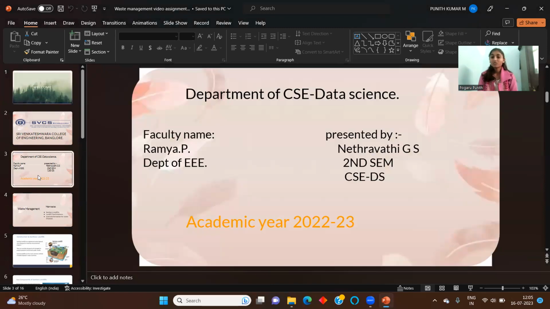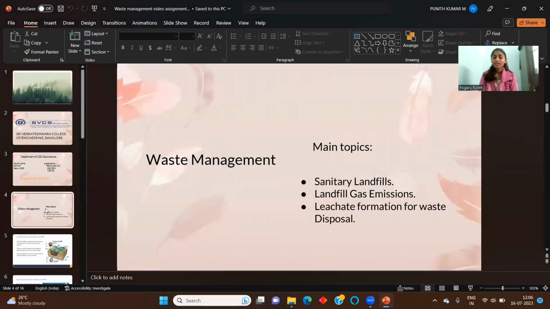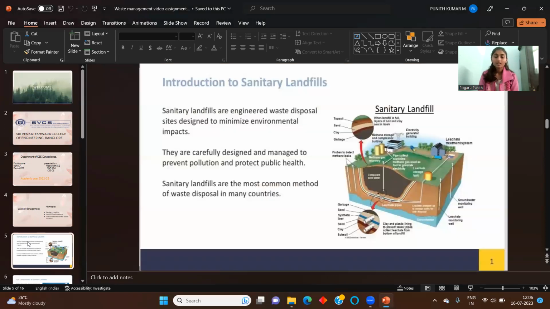Today, I'm back with a new topic which is related to waste management. Today I am explaining the major three concepts: sanitary landfills, landfill gas emission, and leachate formation of waste disposal. First, what is a sanitary landfill? We have to know the definition.